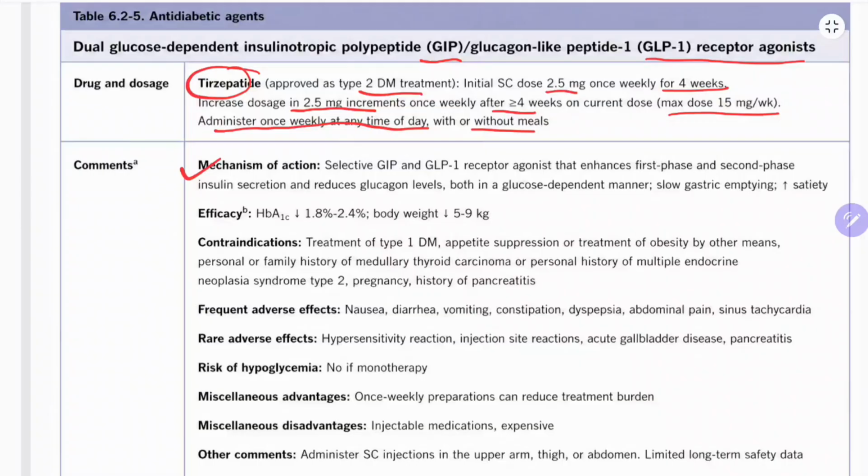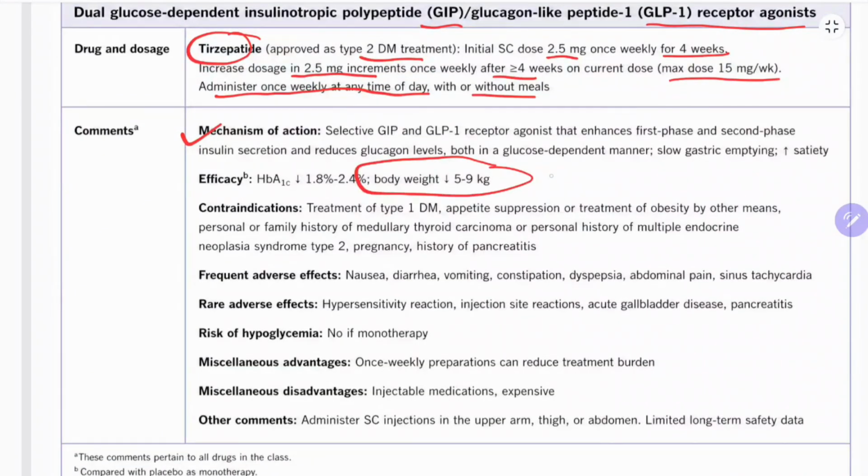Mechanism of action you know. So it causes weight loss. Number one drug for weight loss, tirzepatide. Contraindications you should know. Type 1 diabetes mellitus you should not use. Appetite suppression or treatment of obesity by other means. Again, thyroid carcinoma, pregnancy, pancreatitis, GI disease, all these things you should not use. Frequent adverse effects you should know: nausea, diarrhea, vomiting, constipation, dyspepsia, abdominal pain.